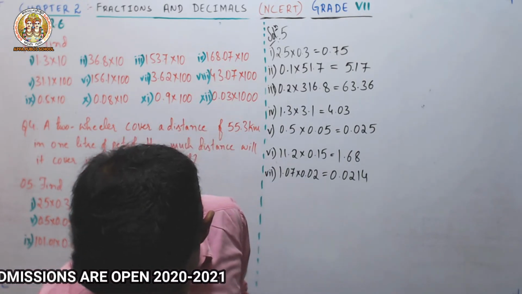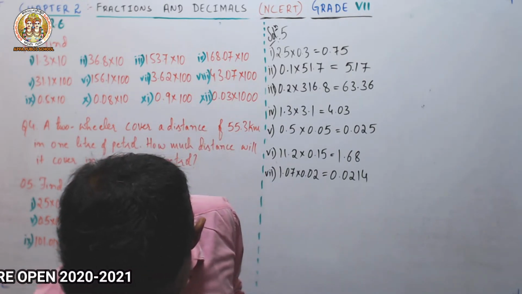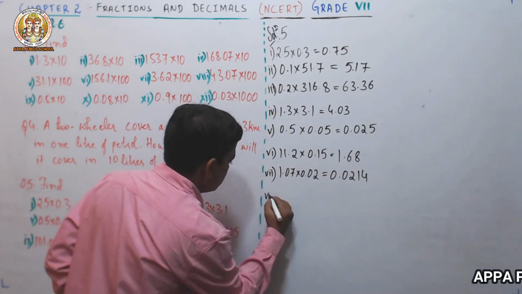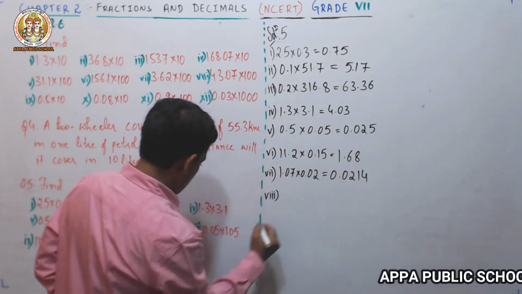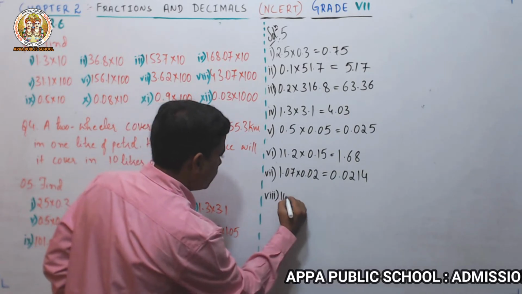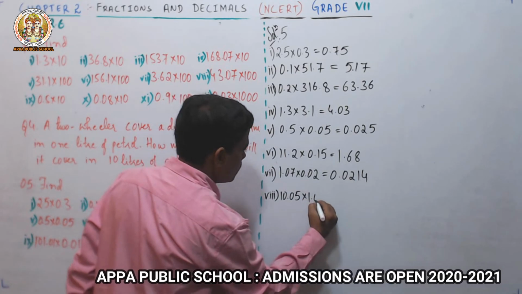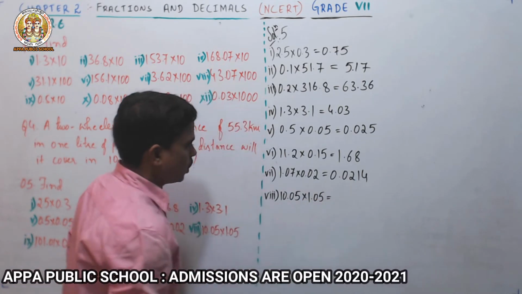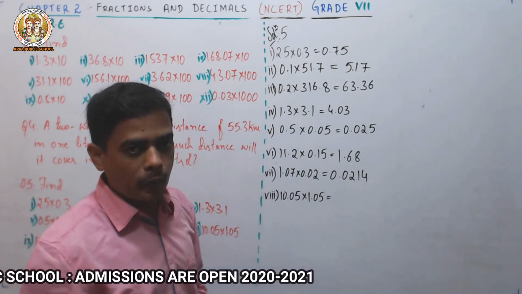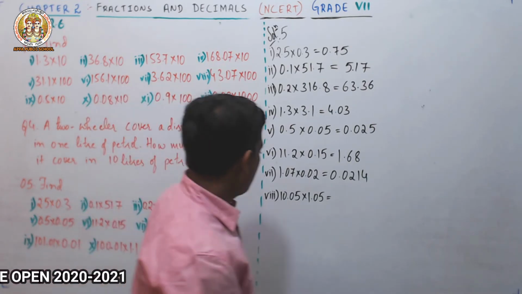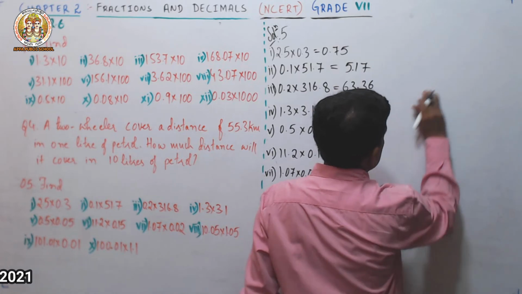Next one. What is the question? The question is the 8th one: 10.05 into 1.05. Okay. So better you multiply, because 105 can't be done directly here; it will be 1005. Better you multiply.